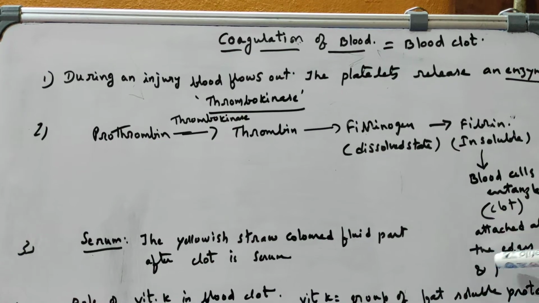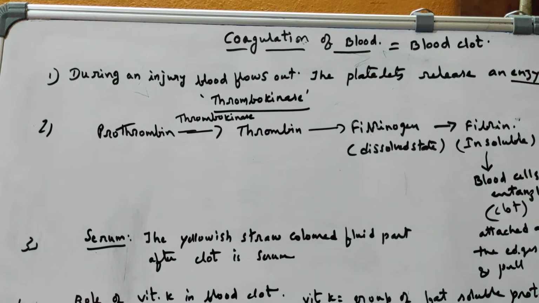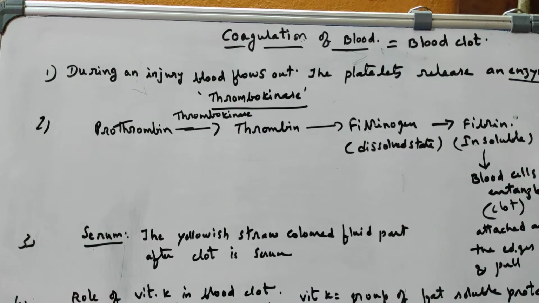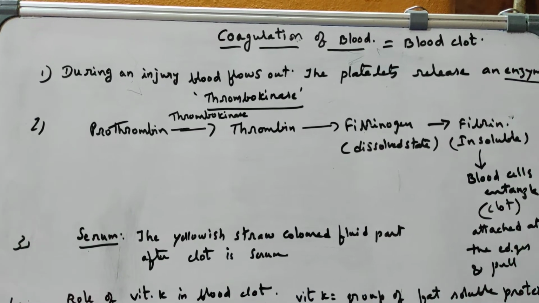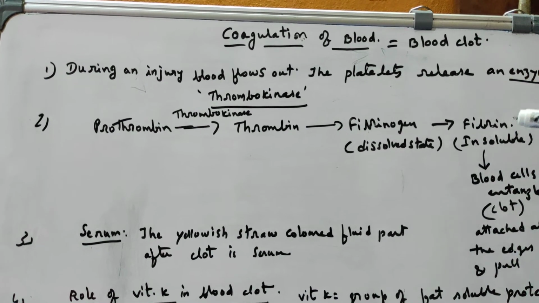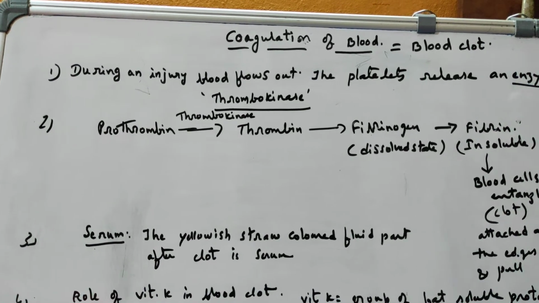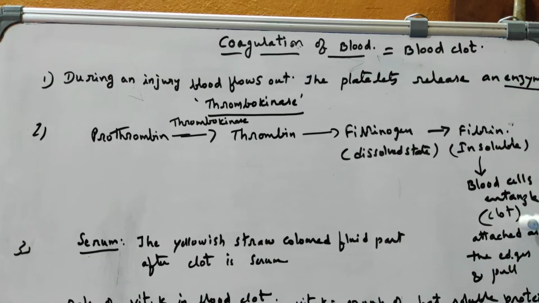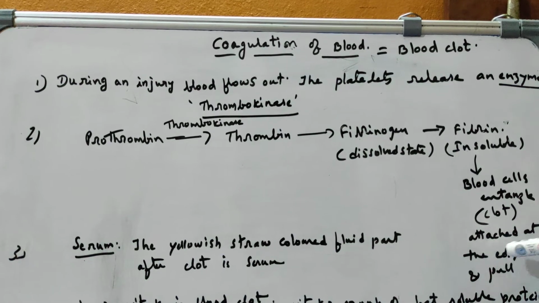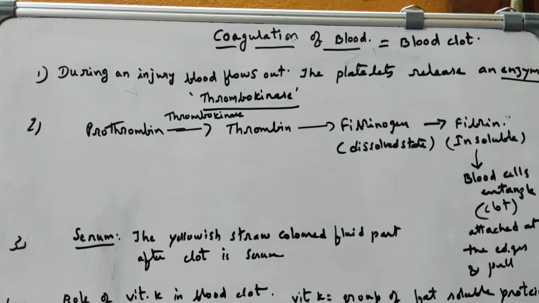In the clot we can see the blood attached at the edges and pulled. Around the injury, around the wound, the blood cells will be entangled and attached at the edges, and then they pull, so that it will be gathered at the center. That's why we see the blood clot just like a lump. This is because of the attaching at the edges and also pulling towards the center of the wound. So this is blood clot.